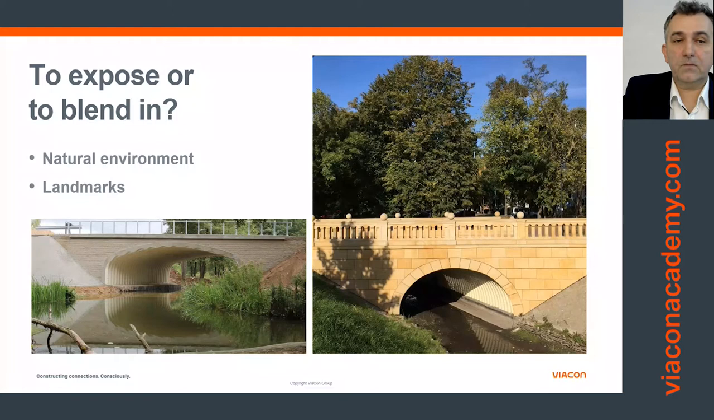On the other hand, we can create bridges which can be blended in the surroundings. How to do this? Use local materials for construction of the head walls. Use natural local stone to pave the stream bed and the slopes of the embankments. Use pastel colors when painting the structures and concrete elements like a foundation, pedestal walls, collars, etc.